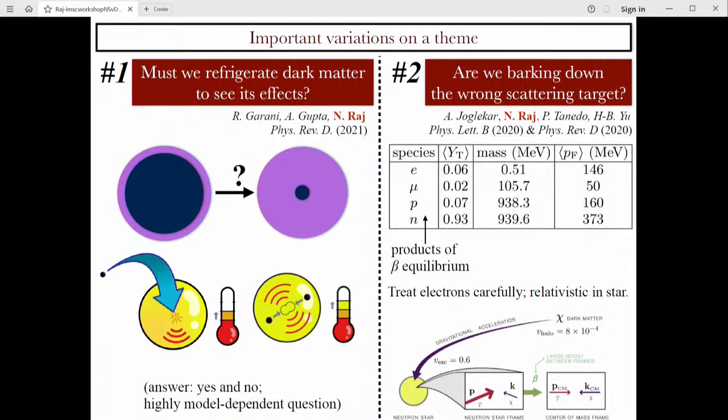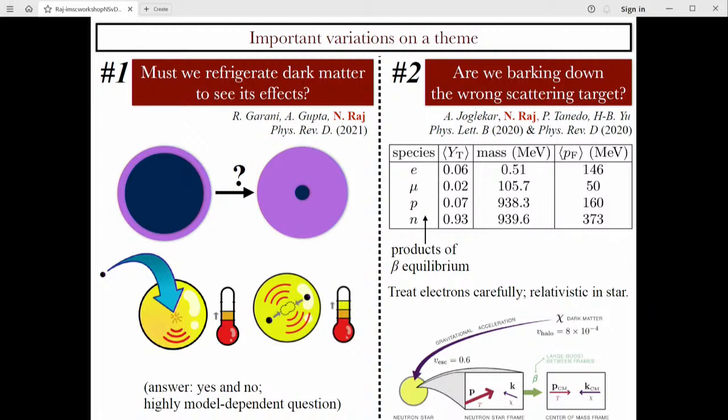There are some important variations on a theme. Maybe I won't go into it in too much detail. For example, it's important to know whether dark matter thermalizes within the neutron star, because only if it refrigerates well enough does it collect in a small ball in the center of the star. Only then can you ensure the efficient annihilation in the star and increase the temperature and maybe help the telescopes. Whether this happens or not is a model-dependent question. So that's what we worked out.